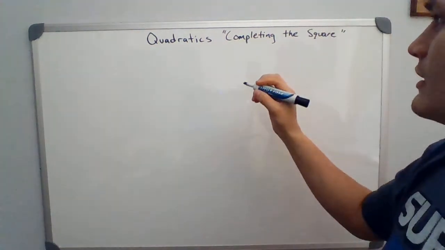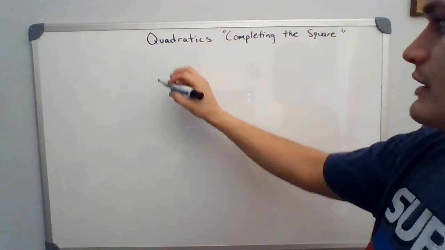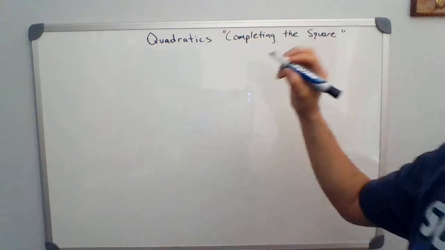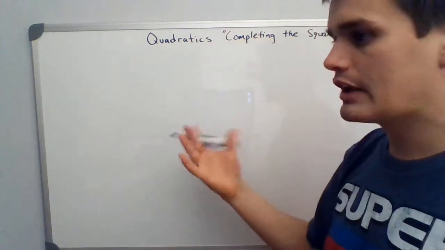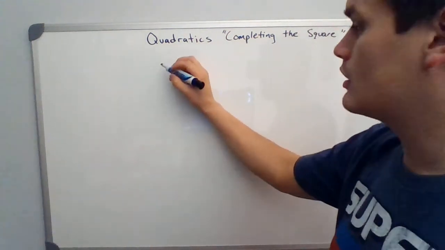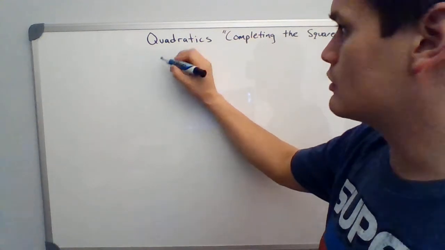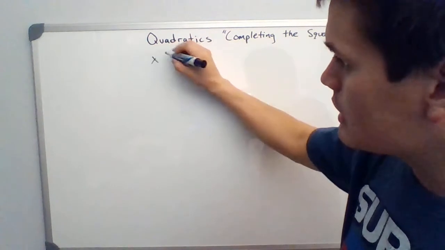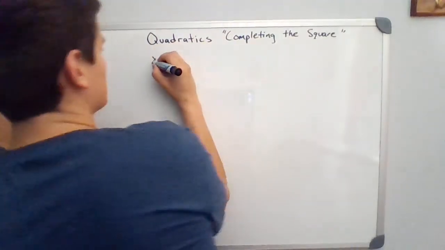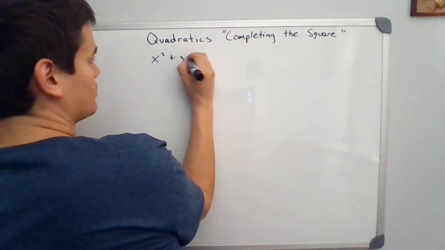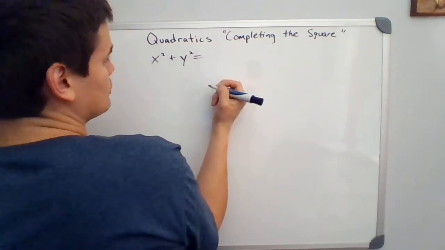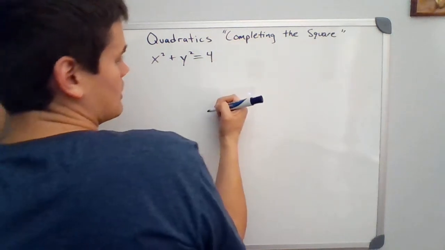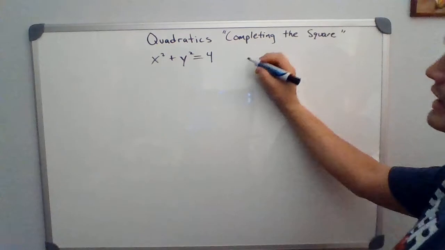But okay, so this is one example where completing the square is going to be useful, and I said I was going to do this earlier. It's the intersection of a line and a circle. So the equation of a circle is x squared plus y squared is equal to some number, and I'll just say 4 here.